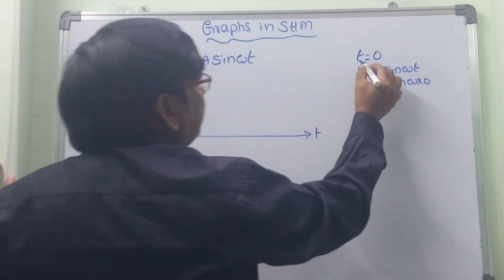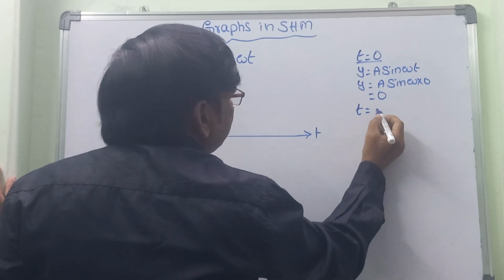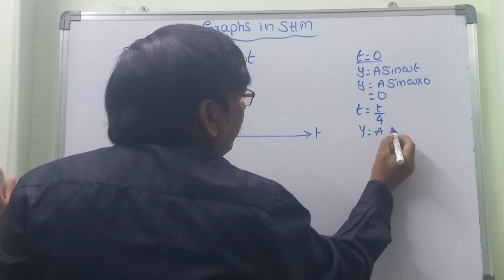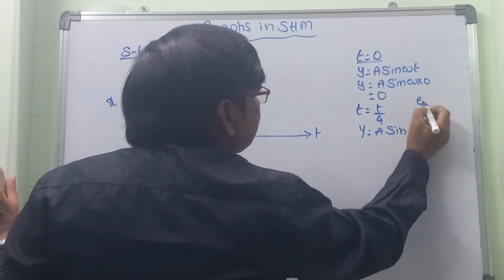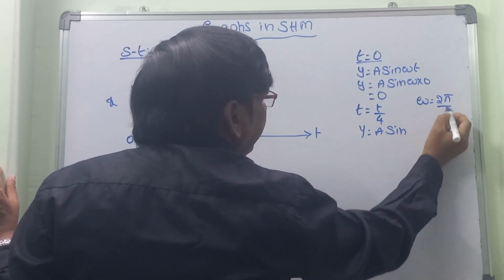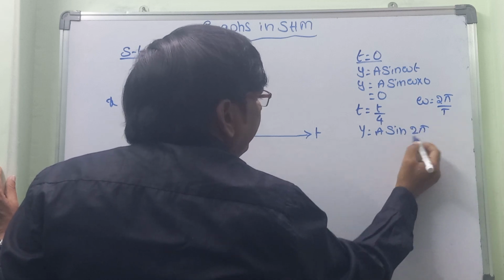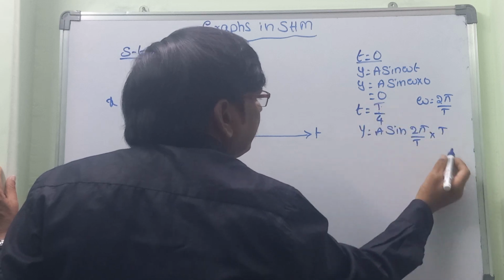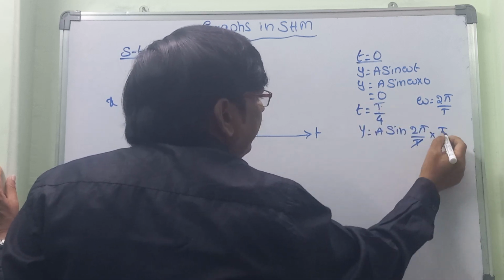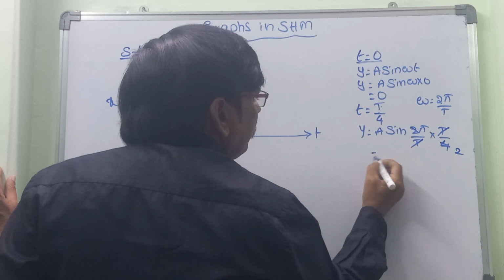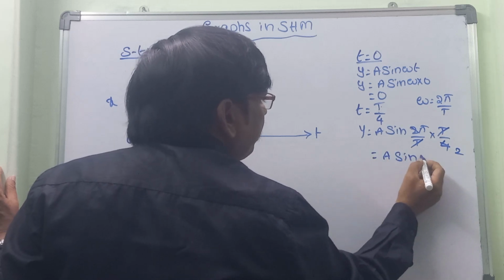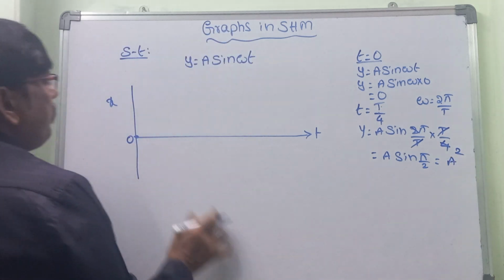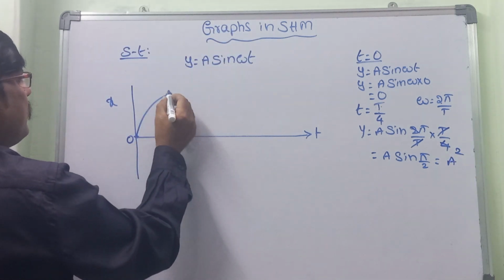Now in the second situation, let us take t = T/4. In such case, y = a sin ωt, where ω is 2π/T. So 2π/T into T/4. T/4 and T get cancelled, 2 into 2, ultimately a sin(π/2), which is equal to sin(π/2) = 1, so y = a. So the particle will start moving towards here.